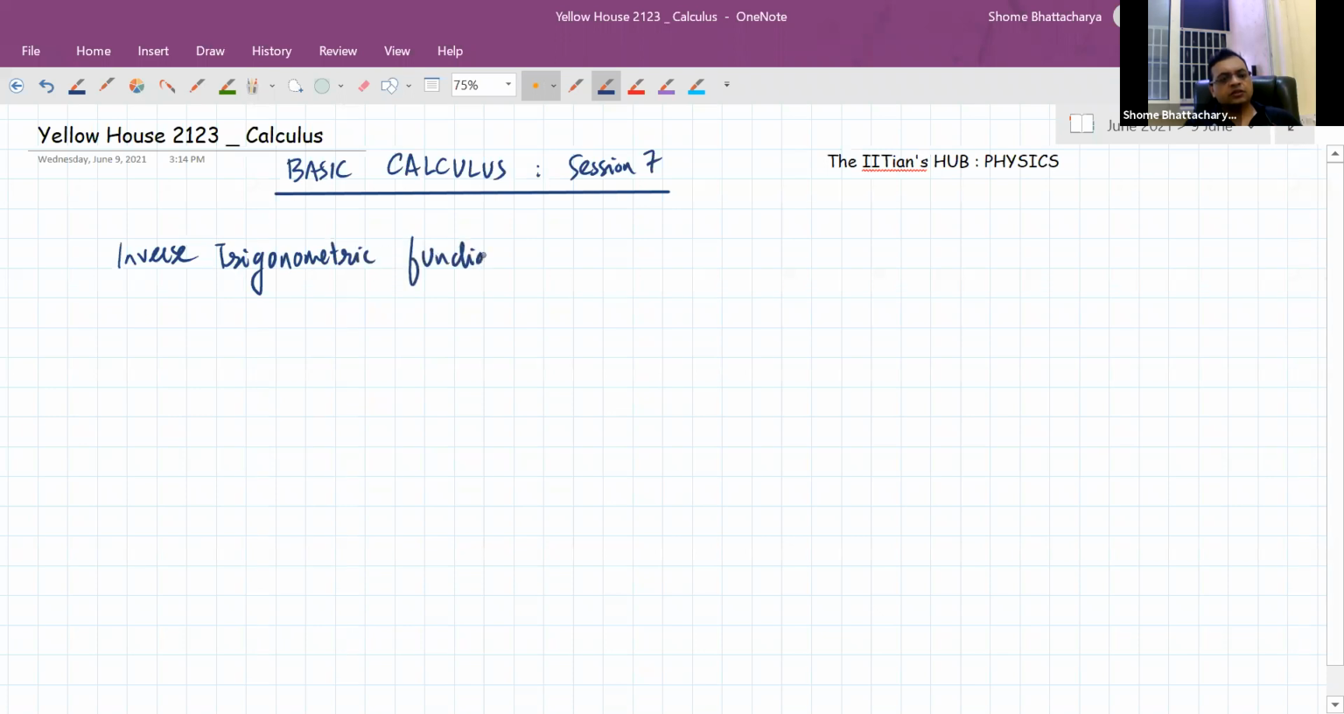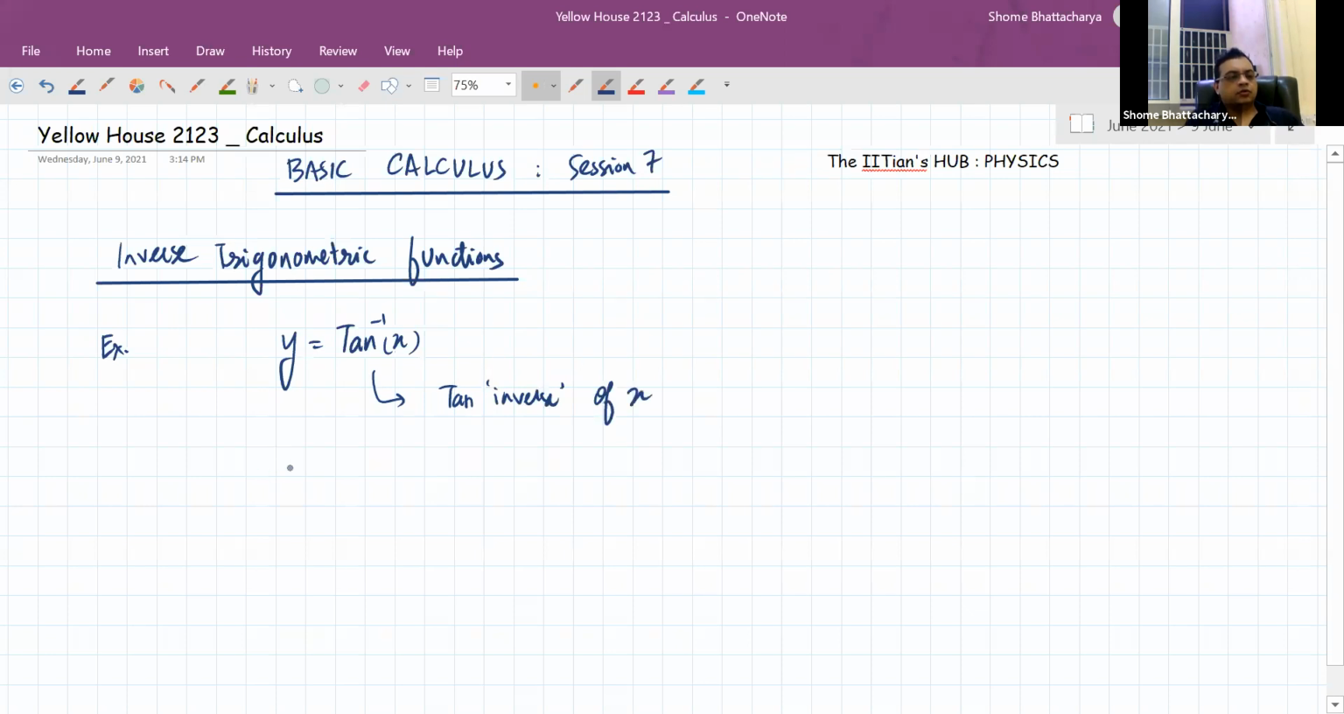So let's understand what inverse trigonometric functions are, and then we will see how to use chain rule to differentiate an inverse trigonometric function. For example, if we express the relation between x and y with this symbol, it is a little confusing because if you interpret it as power minus 1, it does not give you the correct definition. It is not 1 by tan x. This is read as tan inverse of x, and what it implies is that tan y is equal to x.